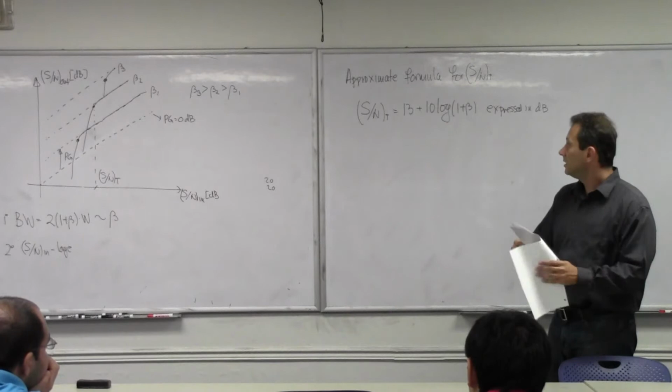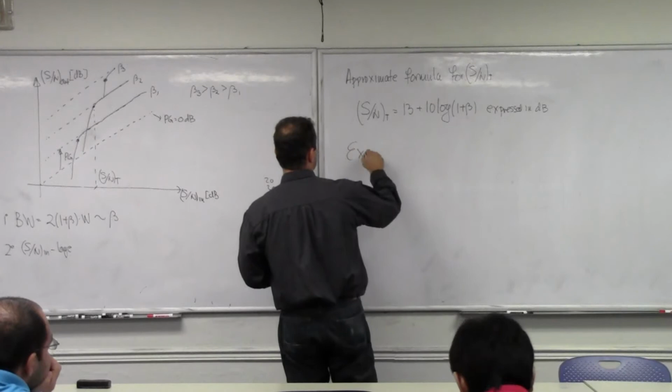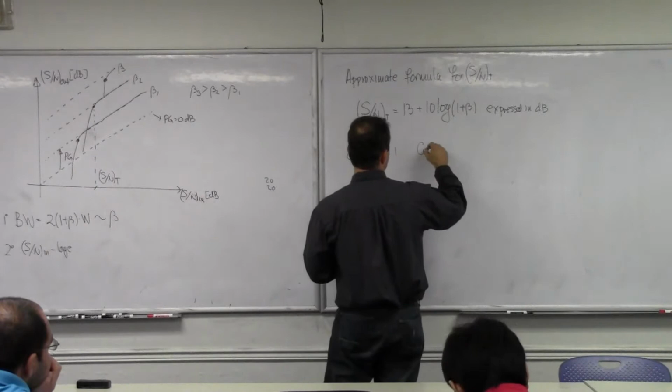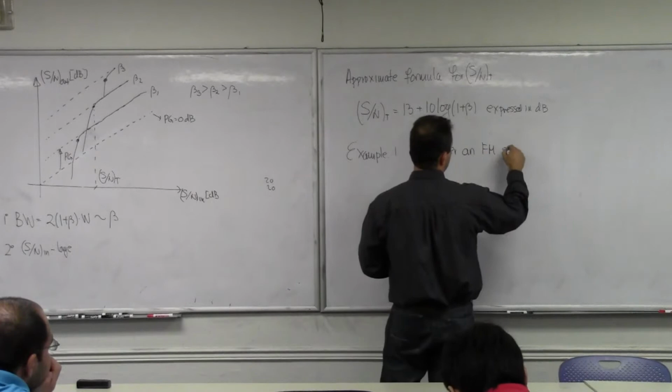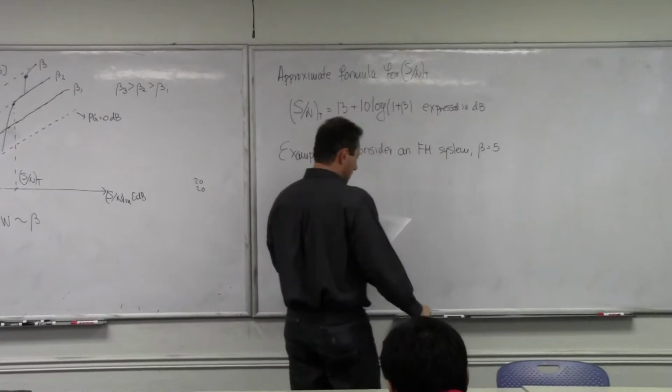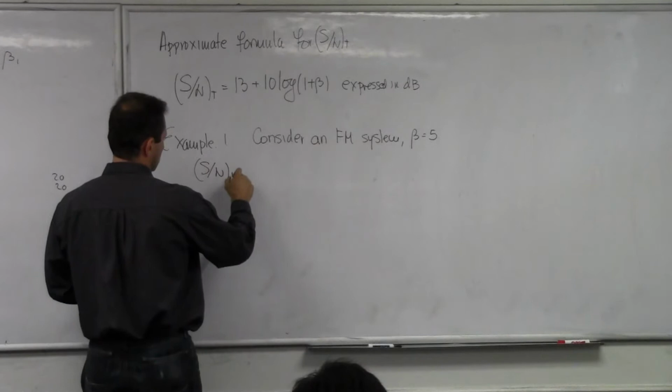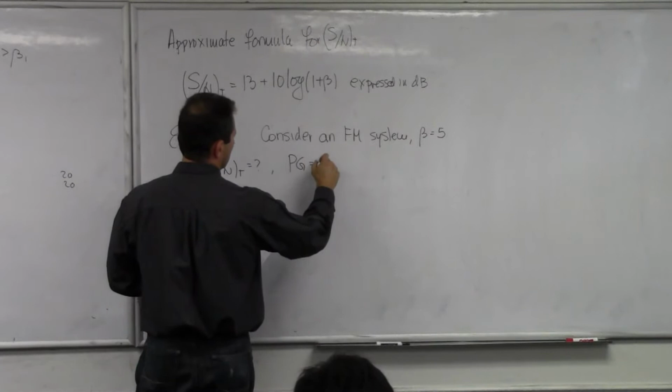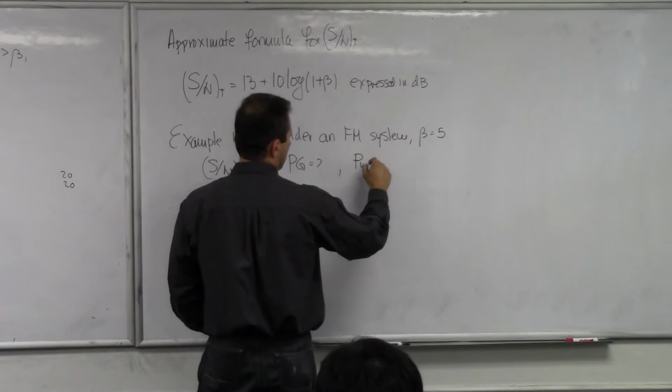So let me give a couple of examples here, or actually a single example. Consider an FM system. Beta is equal to 5. Calculate the input signal-to-noise ratio threshold. So what is the S over N threshold at the input? And how large is the processing gain? Assume that we're modulating with a pure sinusoid, so the power of the message is equal to 0.5.